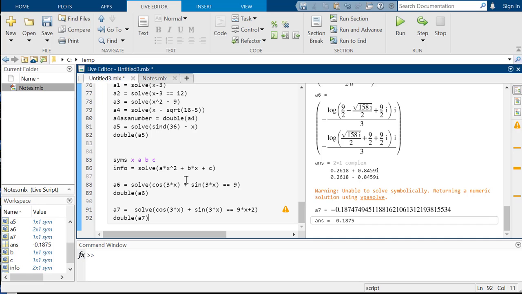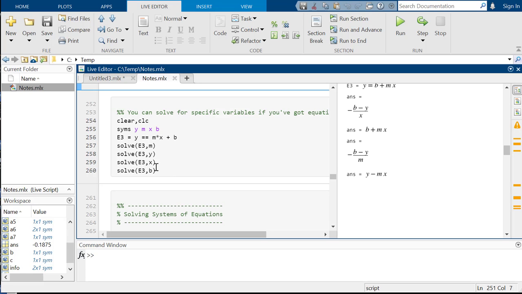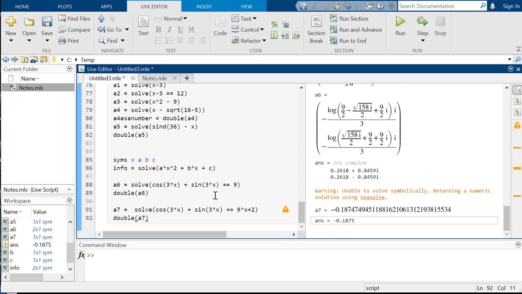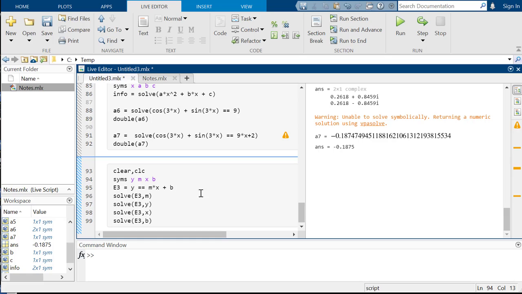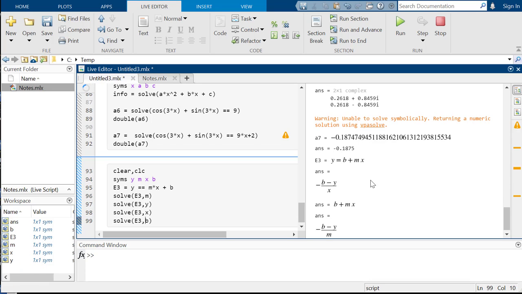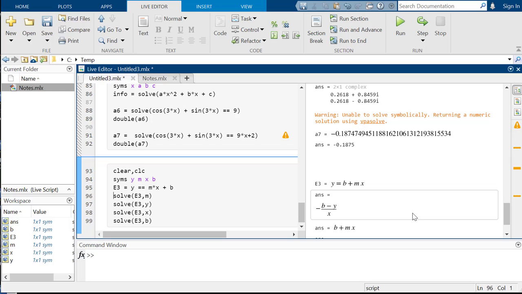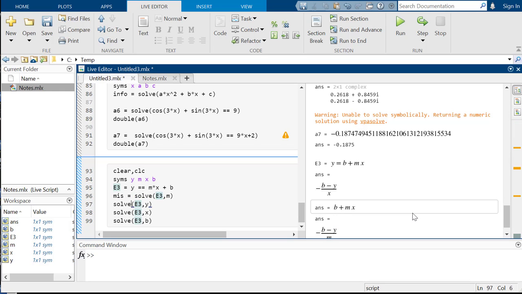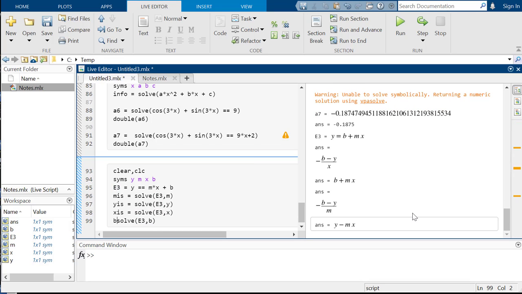All right, so you can go nuts, but there are some things that are not solvable numerically in MATLAB. Now, it's kind of neat because you can actually solve for different variables. If I'm doing my y equals mx plus b, I can solve for m, I can solve for y, I can solve for x, and I can solve for b. That's just your equation of a line here. If I want to say solve, m is, y is, x is, and then b is.